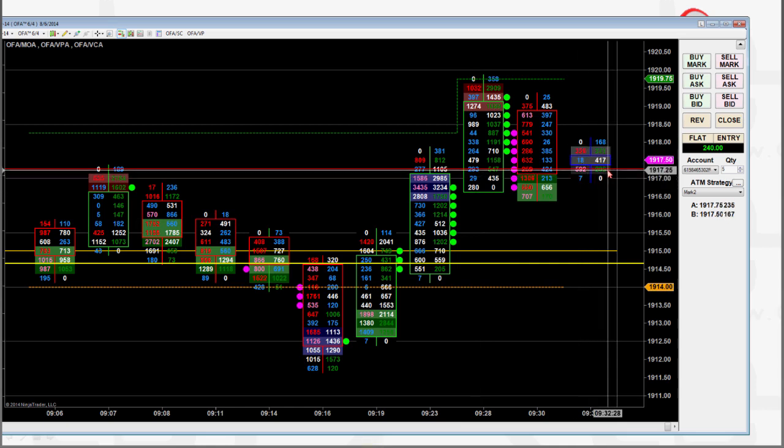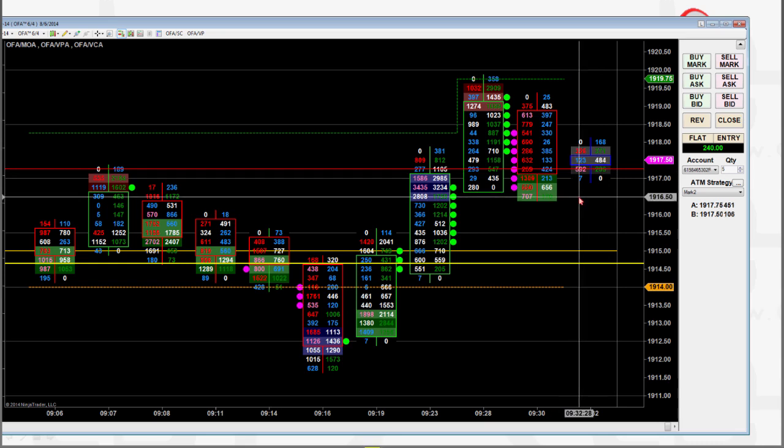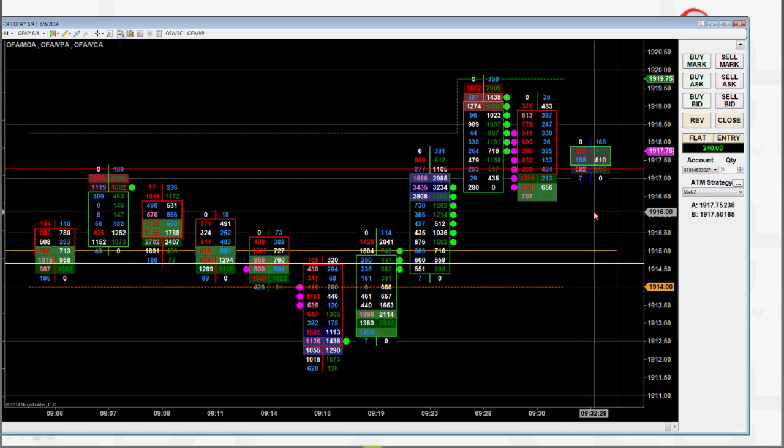So now we've got our weakness into strength right at 17 quarter. Would have liked to have seen this a little bit different. There's still some risk that price may come down and revisit this area.